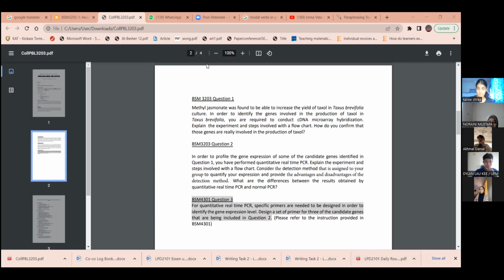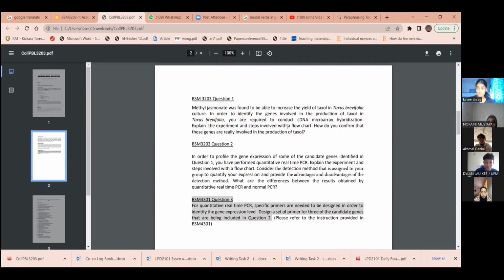Okay. So let us just briefly discuss what question 1 is about. Actually, how do we go about it? Do you guys have any suggestion? We are required to conduct cDNA microarray hybridization, then explain the experiment and steps involved with a flowchart. I think this is not a problem. We can just go through our practical manual and also Google some of it.